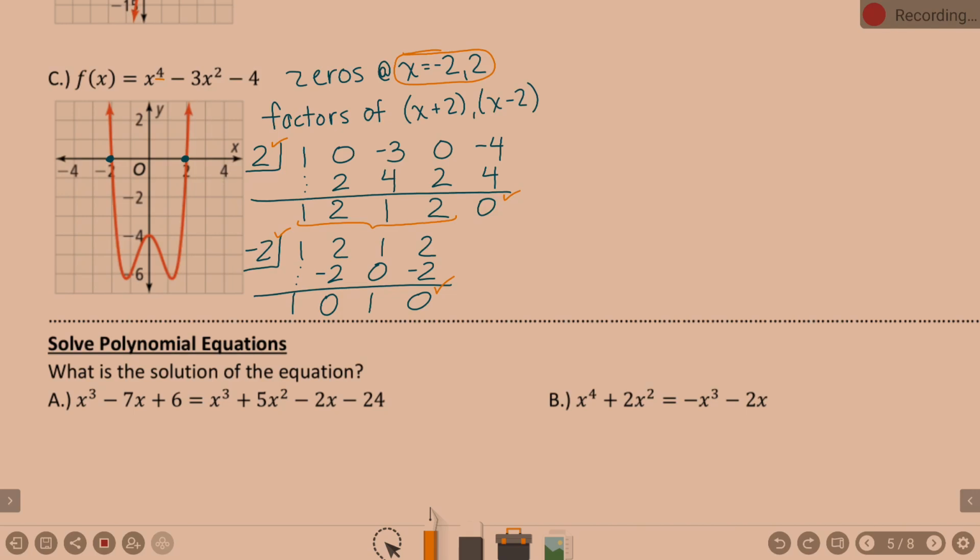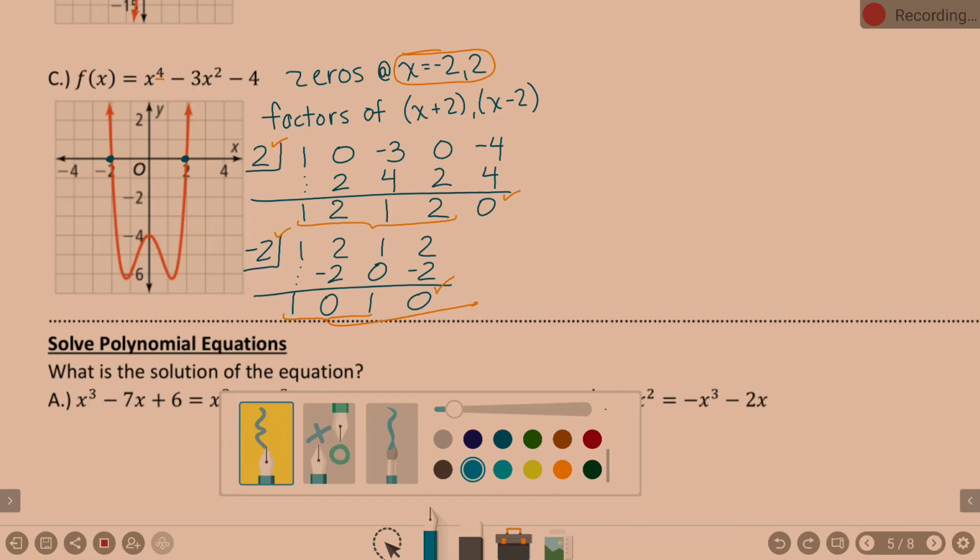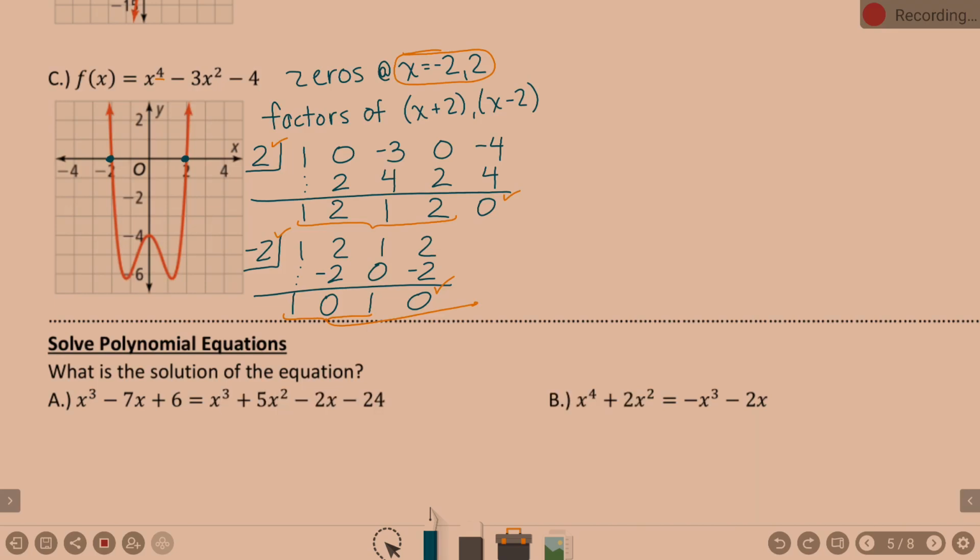Now, it doesn't matter whether you did 2 then negative 2 or negative 2 then 2. We all will have the same thing right here. Okay? And my question is, what does that 101 represent? I'm going to have to put it off to the side because I ran out of space. But what does that 101 represent?